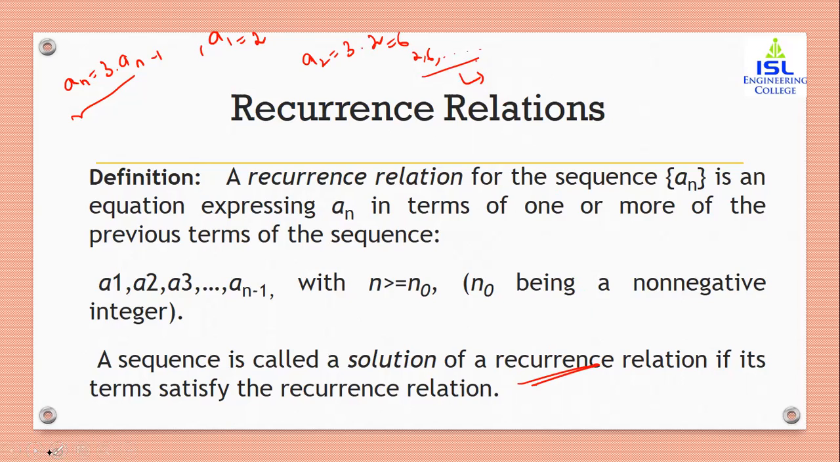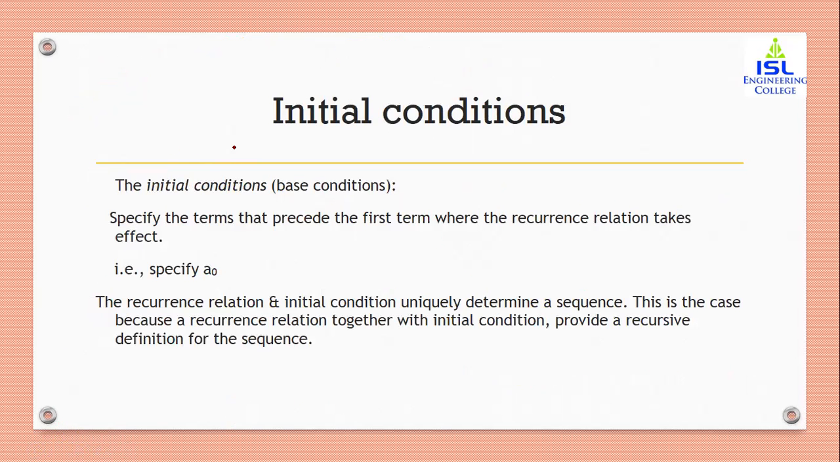Now apart from that, whenever you have a recurrence relation, there is an important connection between recursion and recurrence relation. The recursive algorithm provides the solution of a problem of size n in terms of the solution of one or more instances. Now let's see what we mean by initial condition. The initial condition for a sequence specifies the terms that precede the first term where the recurrence relation takes effect.